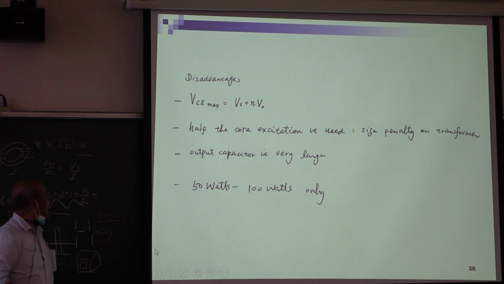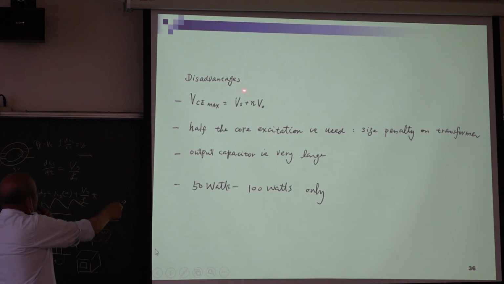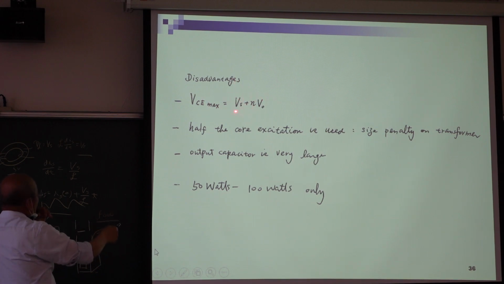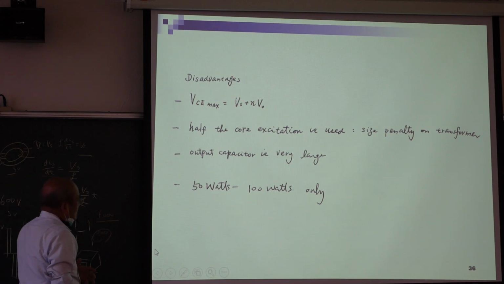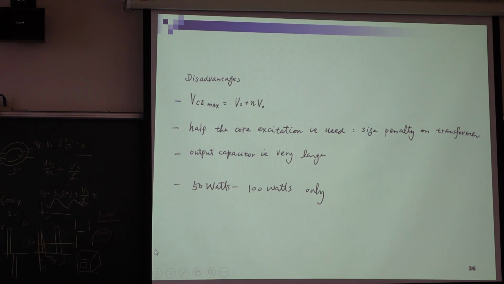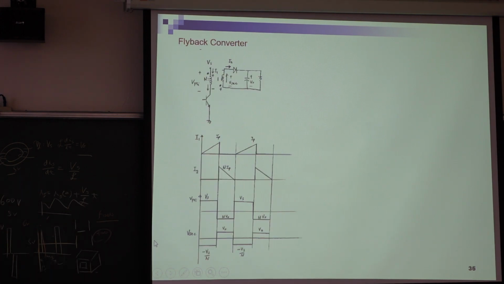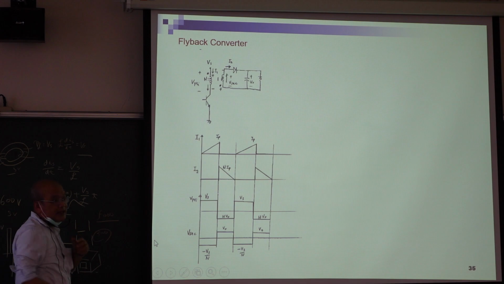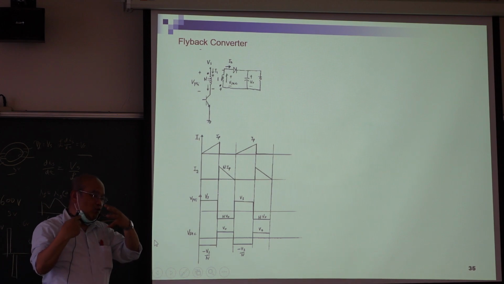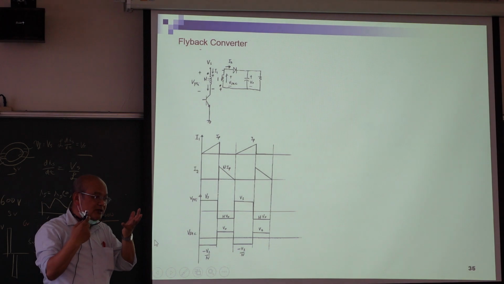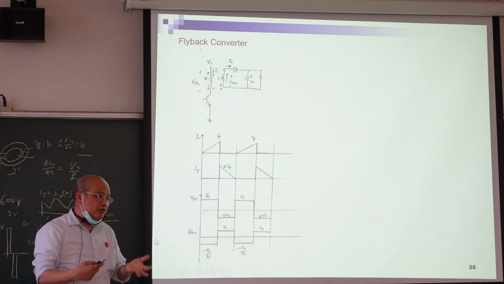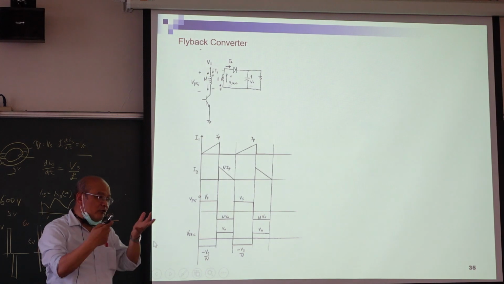So what is the flyback converter? When you turn off, you have a voltage spike. The voltage spike is Vs plus NVO. So it almost doubles, becoming 2Vs. So which means if you turn off, what is across the switch? 2Vs. If Vs is 100 volts, what is 2Vs? 200 volts. So your voltage spike becomes 200 volts.